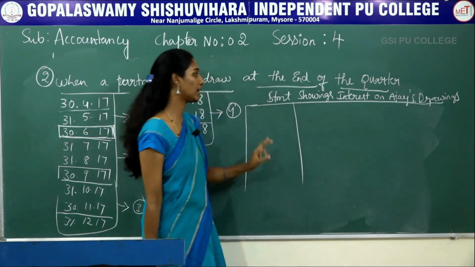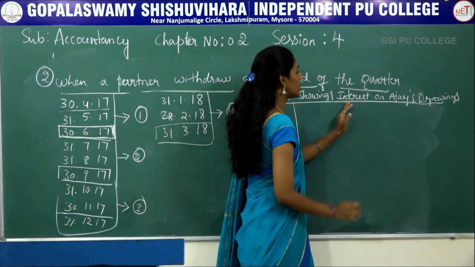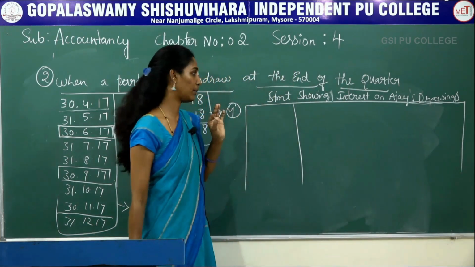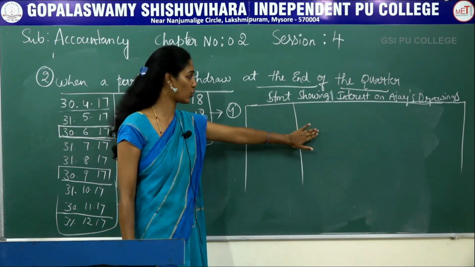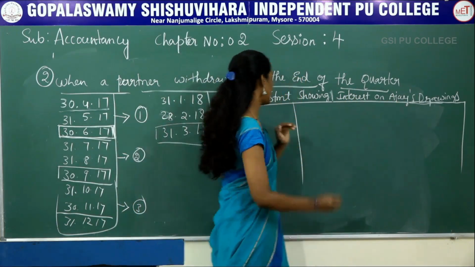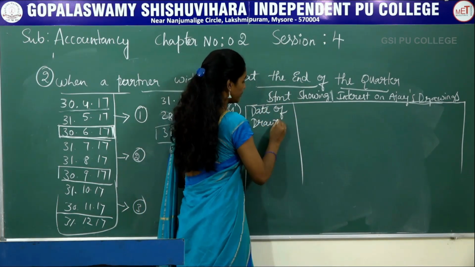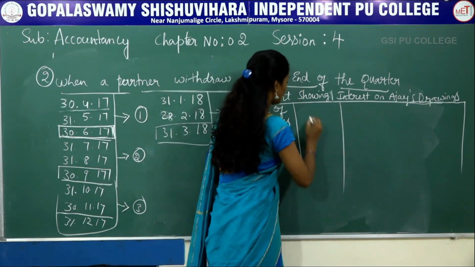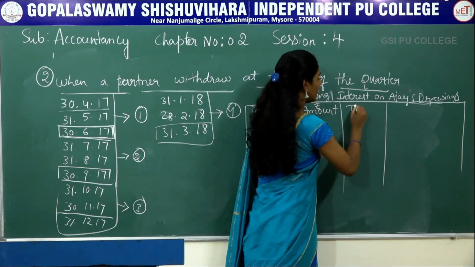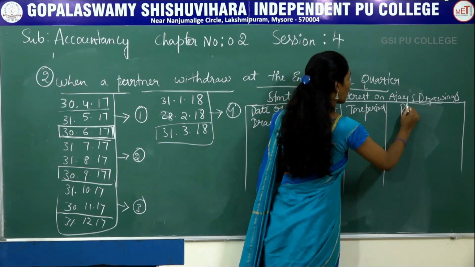You should compulsorily write the heading of the table as "Statement showing interest on Ajay's drawings," because you have marks for this heading in your examination. The first column will be date of drawing. The second column will be amount. The third column will be time period. The next, products.